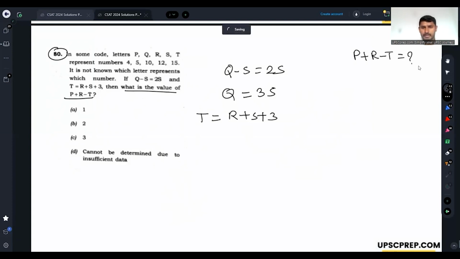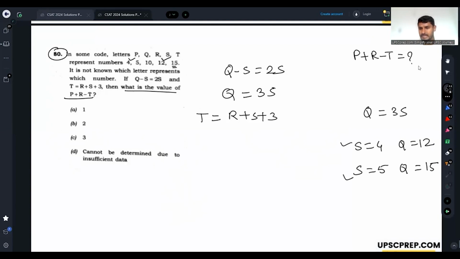See now, here Q is equal to 3S, so it means Q will be 3 times S, right? So what are the possible values of Q? Let's say S is equal to 4, then Q will be equal to 3 into 4, that is 12. So it is possible, as 4 is there and 12 is there. Again, if S is equal to 5, then Q will be 3 into 5, 15. But if I take S equal to 10, then 10 into 3 will be 30. It is not given in the code. Maximum number we have is 15. So only these two possible values of S and Q are possible.